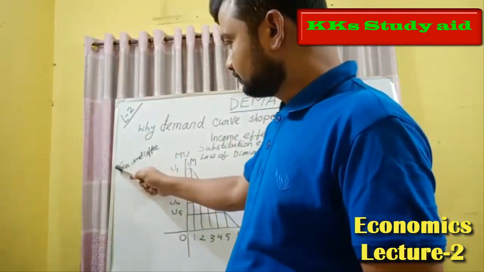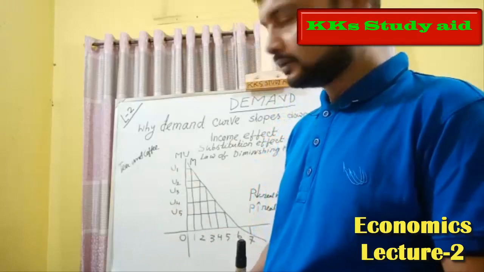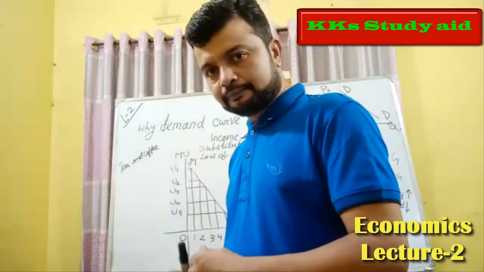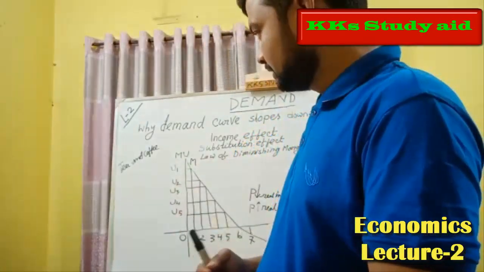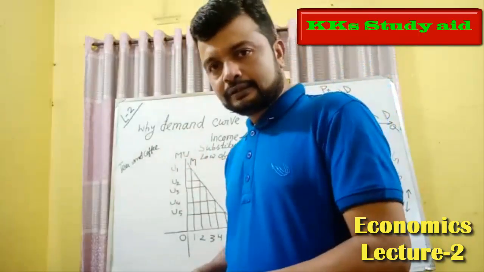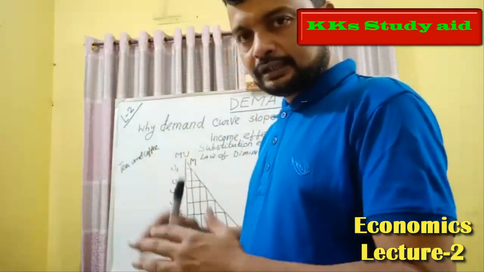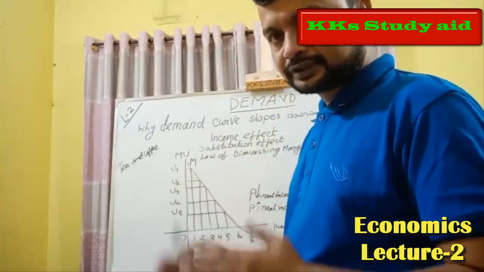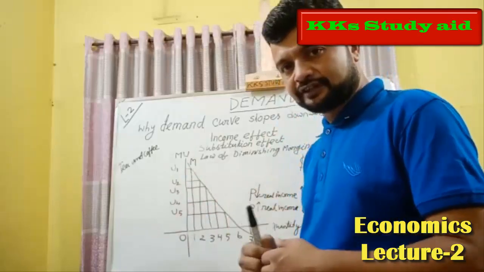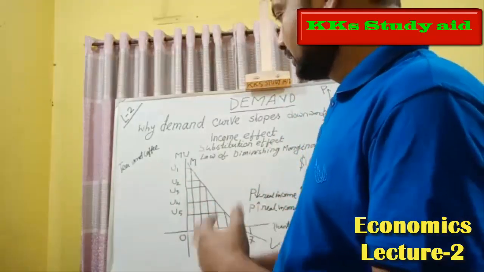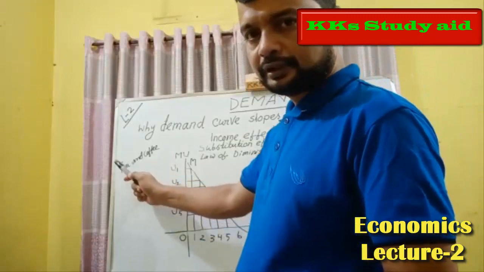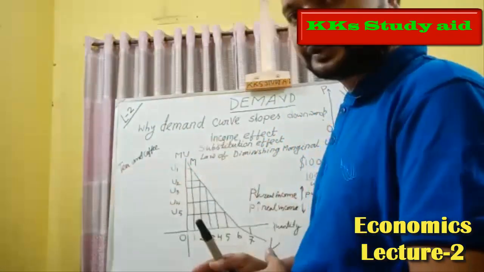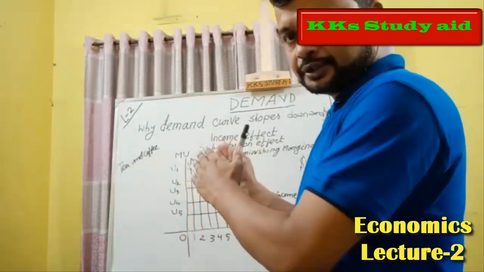When the price of tea falls, what will happen to the consumer? The consumer will think that tea has become cheaper, more cheap compared to coffee, and they will go for tea. That is, there will be a switch of purchase. A switch of purchase will occur due to the substitution effect. Conversely, when the price of tea increases, the demand for tea will decrease. So there is also an inverse relation between price and quantity due to the substitution effect.